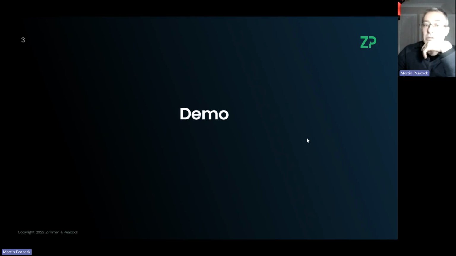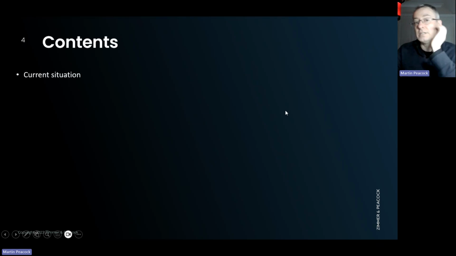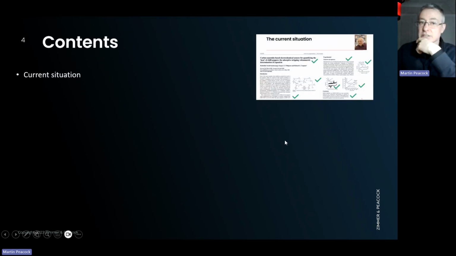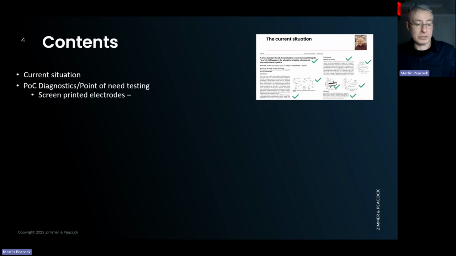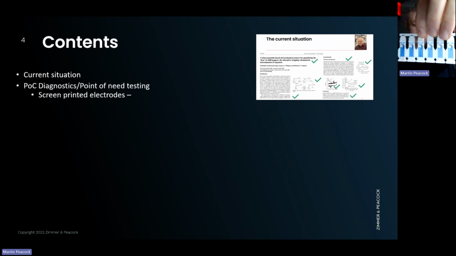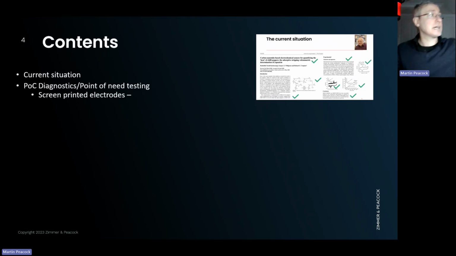So at Zimmer Peacock, we're all about translating academic research into actual products. I'll describe the current situation: there are a lot of papers being produced. Everyone's very interested in point of care, point of need testing. People are using screen printed electrodes. I think these are some of the world's best screen printed electrodes. In fact, there's another type that I've got here as well that I'll try and grab. They're all rectangular.